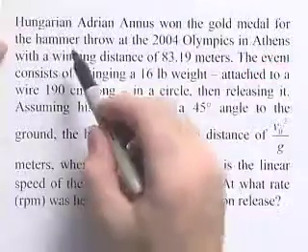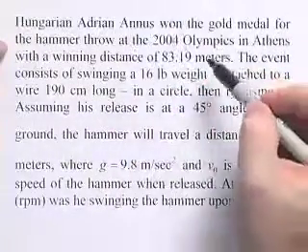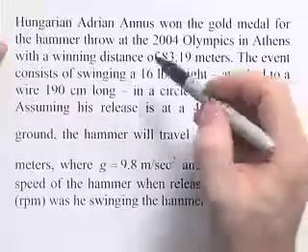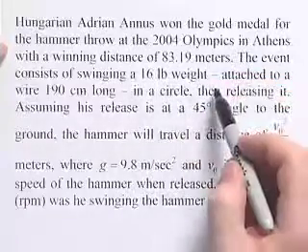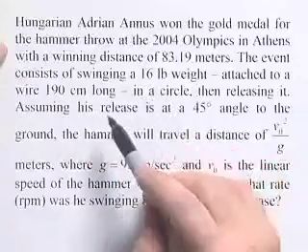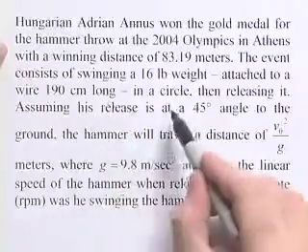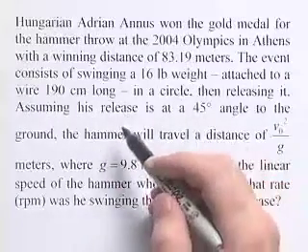We're going to solve an applied problem involving linear speed and angular speed. Hungarian Adrian Anus won the gold medal for the hammer throw at the 2004 Olympics in Athens with a winning distance of 83.19 meters. The event consists of swinging a 16-pound weight, which is attached to a wire that's 190 centimeters long, in a circle and then releasing it.